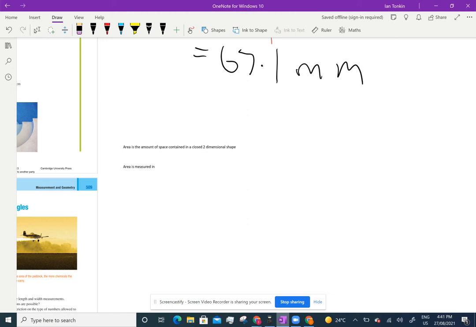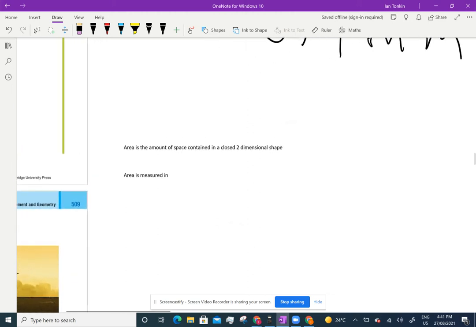Okay, Year 7, we're about to move on to the next section of measurement. We've done perimeter. And remember, perimeter is the distance that is measured around the outside of a shape. Now we're going to move on to area. So we need a good definition of what area is, and we need to understand how we calculate area. So the first thing is, well, what is area?